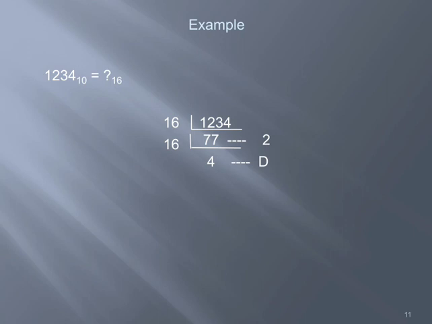So again, dividing the 4 by 16, you will be getting quotient as 0 and remainder as 4, and the answer will be 4E2. So 1234 decimal will be equivalent to 4D2 hexadecimal. So this is the procedure of converting decimal number to hexadecimal number.